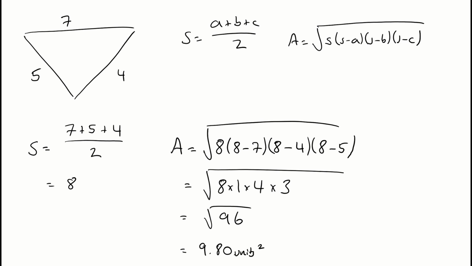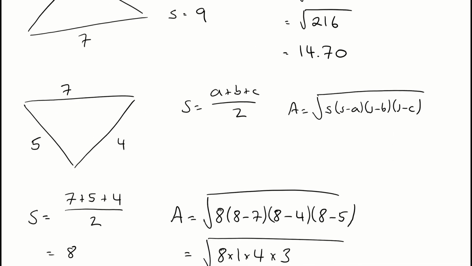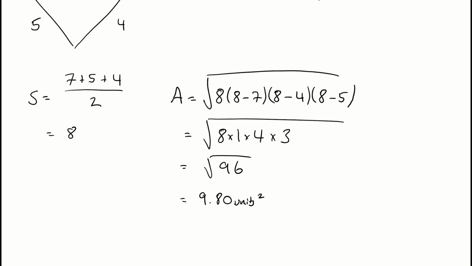It's really important to remember that for these areas, these are going to be in square units. So I should also pop that one up here as well. So we are in square units. If we're in centimeters, we're in centimeters squared. If we're in millimeters, we're in millimeters squared. So that's how we use Heron's formula to calculate the area of a non-right angled triangle.